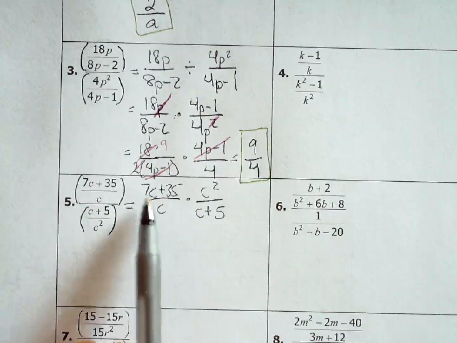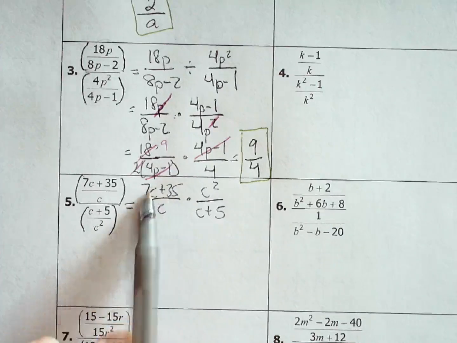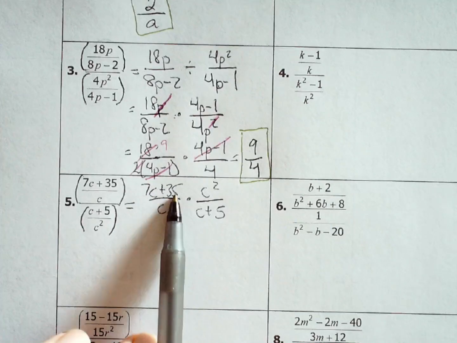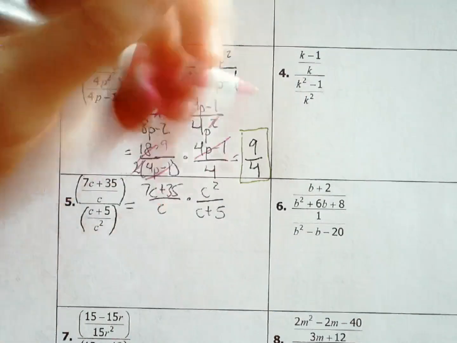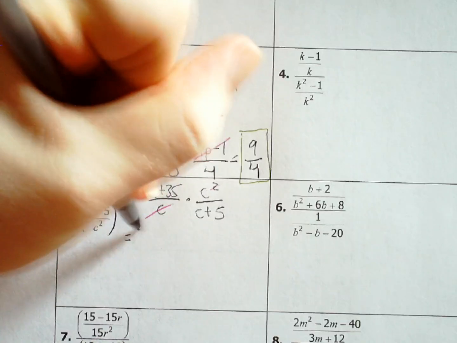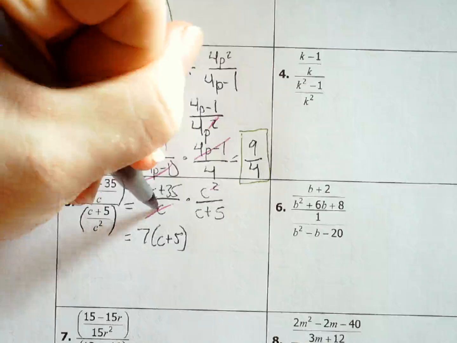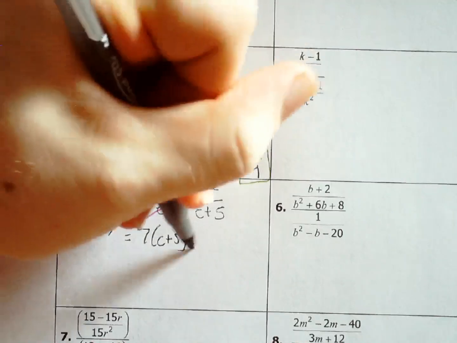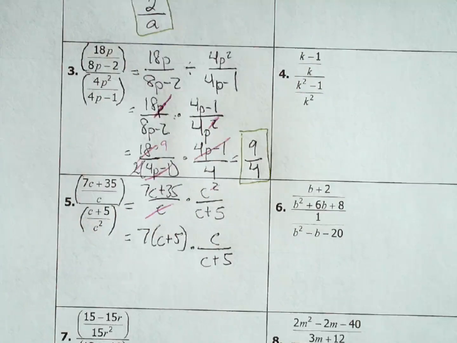And again, I have this situation. 7c plus 35, c plus 5. I know if I factor out a 7 here, this will become 7 times c plus 5. So let's do that. First, I think I'll cancel out the c squared over c. This cancels, and I just have c left in the numerator. So this is now 7 times c plus 5, this c is gone. You can write it like this if you want, times c over c plus 5.